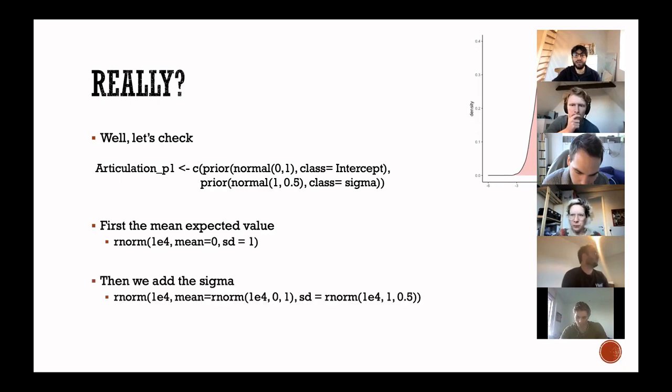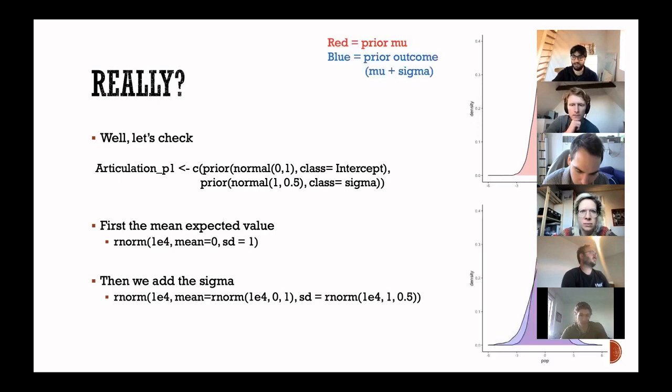And then what we do is we add the sigma, right? We say that the mean of this normal distribution is a normal distribution centered at 0 with a standard deviation of 1. And the standard deviation is a normal distribution with a mean of 1 and a standard deviation of 0.5. And this is how it looks, right?